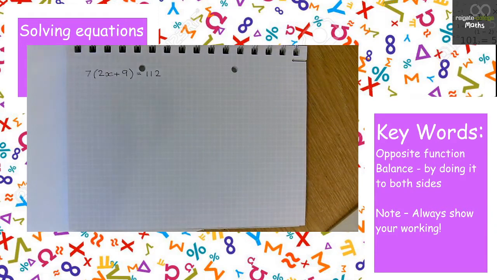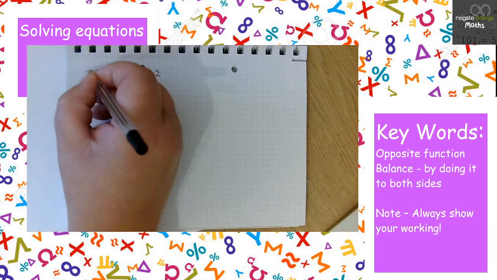This equation is harder because the numbers are bigger and the result is going to come out as a fraction or a decimal. My method, however, is exactly the same. I have a bracket, so I'm going to expand.